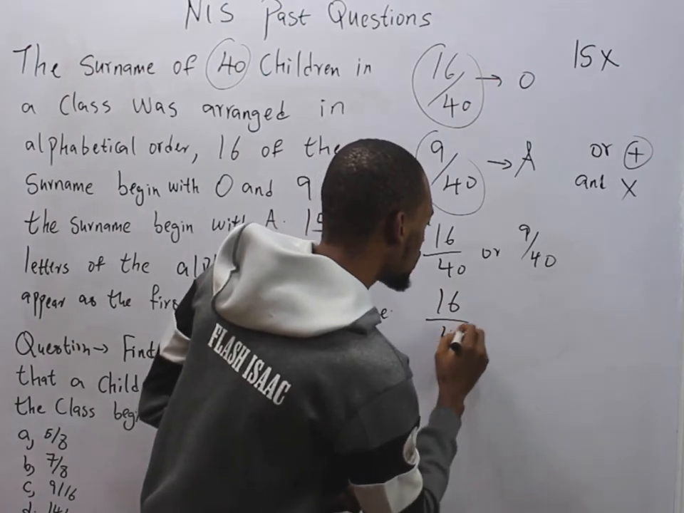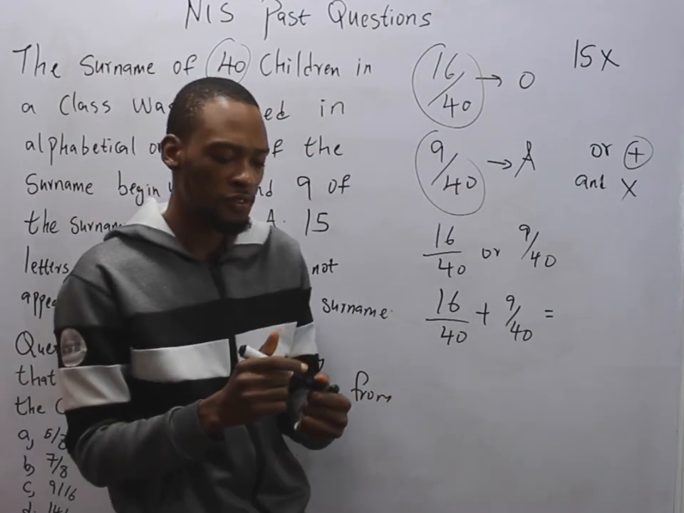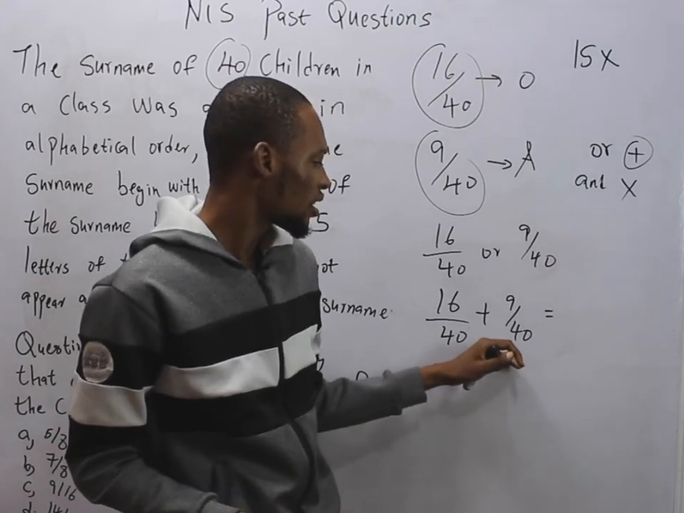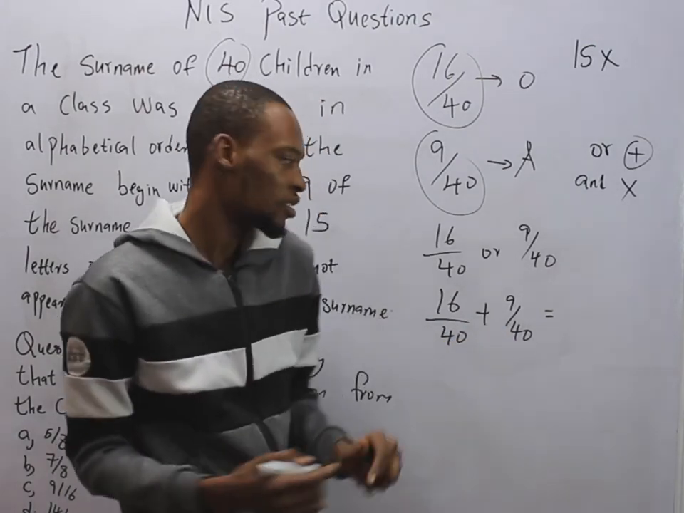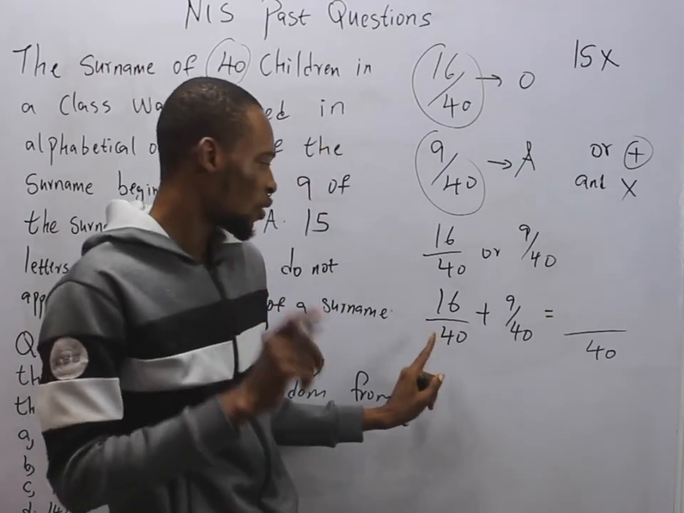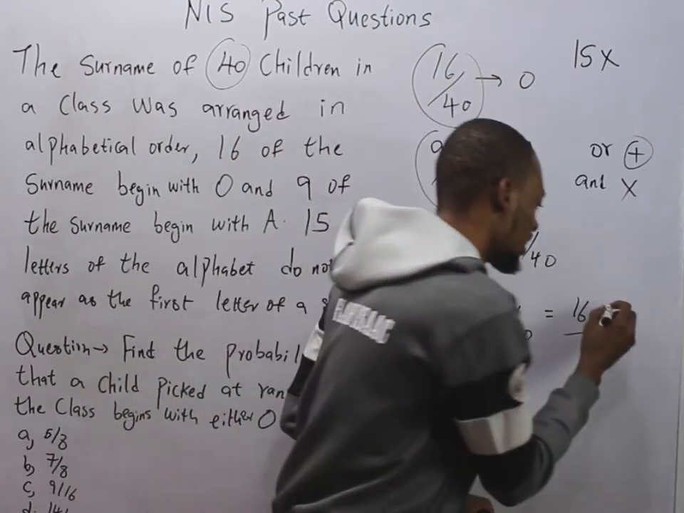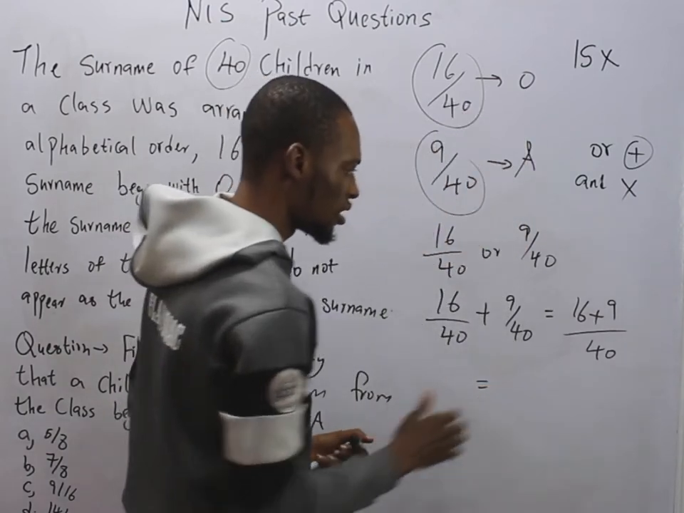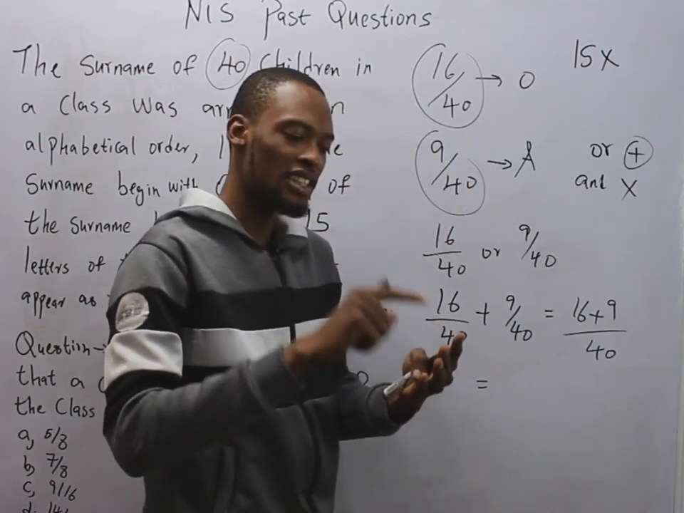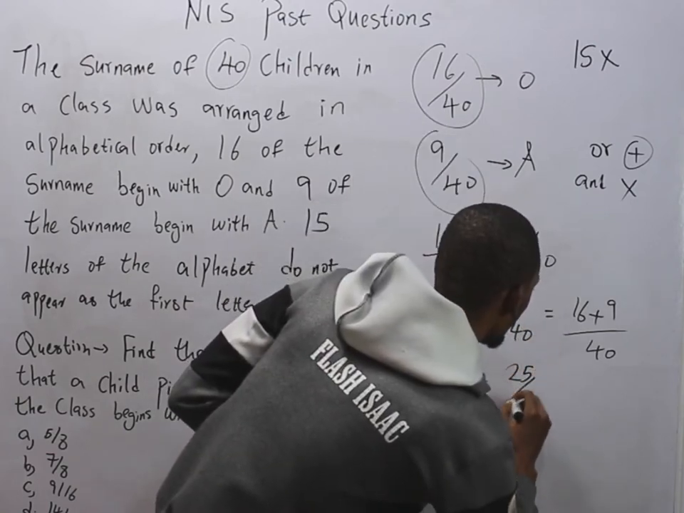So this is 16 over 40 plus 9 over 40. Now we look for the LCM of 40 and 40. Since we have the same number at the denominator, the LCM is simply one of the numbers, which is 40. Then you say 40 divided by 40 is 1, 1 times 16 is 16. Plus 40 divided by 40 is 1, 1 times 9 is 9. So we are left with 16 plus 9, which is 25. So, 25 over 40.